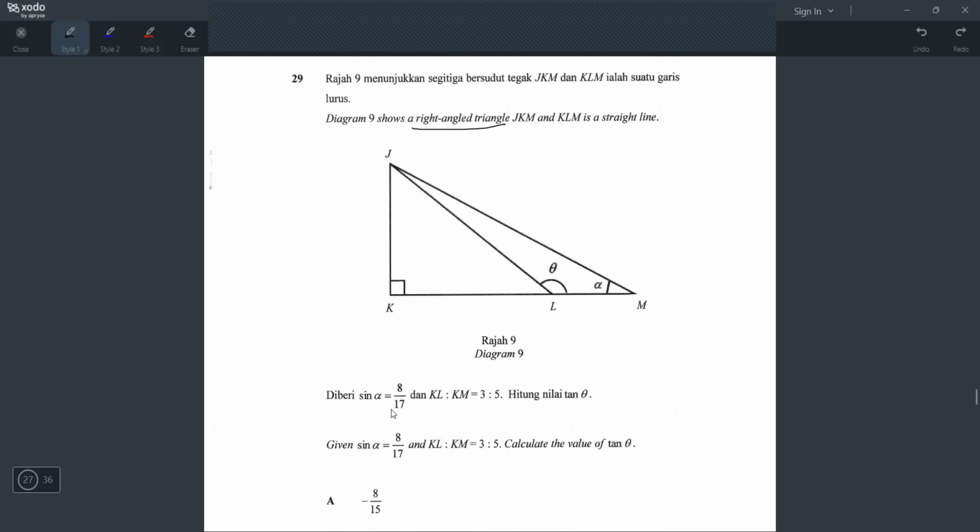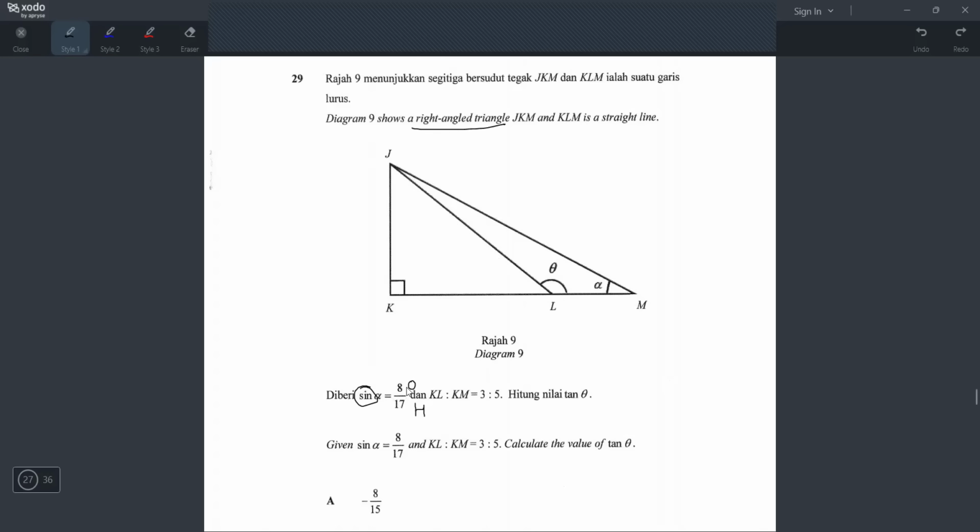Sine alpha equals 8 over 17. Okay, I once saw a student do it like this. Sine is opposite over hypotenuse, so he straight away wrote 8 here, 17 here. Eh, hello, you can't do that. When you use the trigonometry formula, you have to make sure it's a right angle triangle. If it's a right angle triangle, then you can determine the opposite, adjacent, hypotenuse. Is this a right angle triangle? No, this is not a right angle triangle.